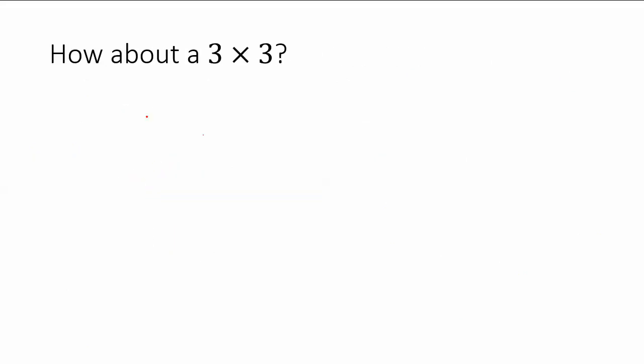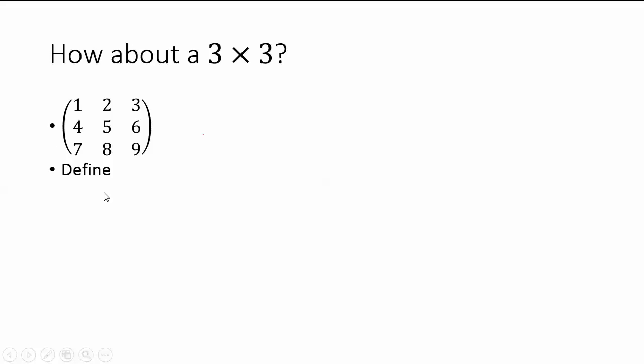Well, how about a 3 by 3? Because in that case, it's not quite as simple as trying to multiply across. You would think that it would just be 1 times 5 times 9 minus 7 times 5 times 3, but it's not quite that simple. So what we actually need to do here is come up with some definitions.